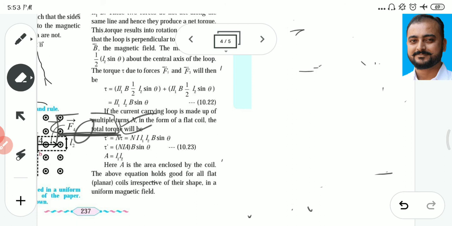So friends, in this manner, this is the topic, okay, which gives us the torque acting on a current carrying loop.